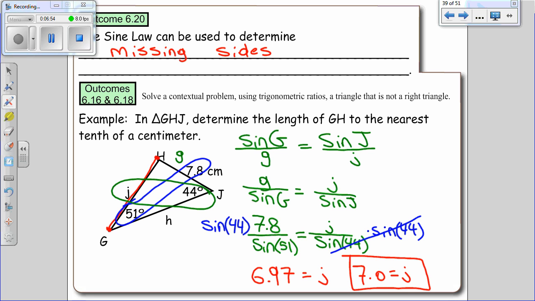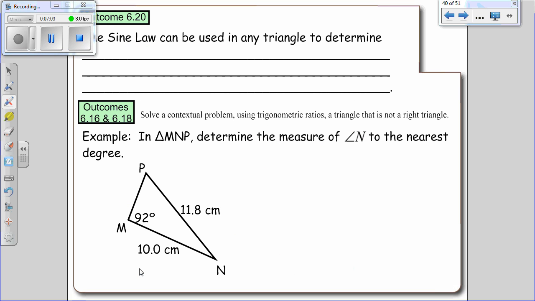Quite easy, sine law is. It'll take a little bit of practice, but once you get a hang of it, it's really easy. So that's one example of sine law. A second example of sine law is that it can be used to determine missing angles.